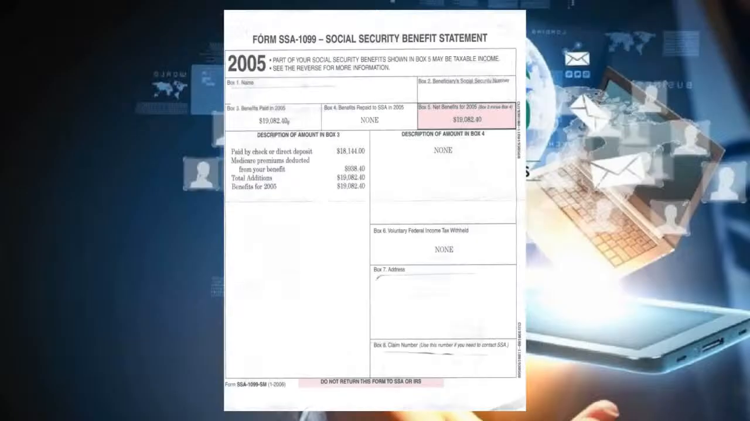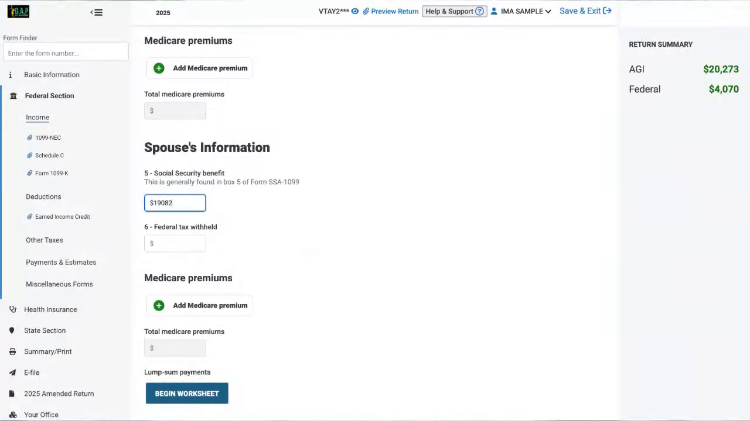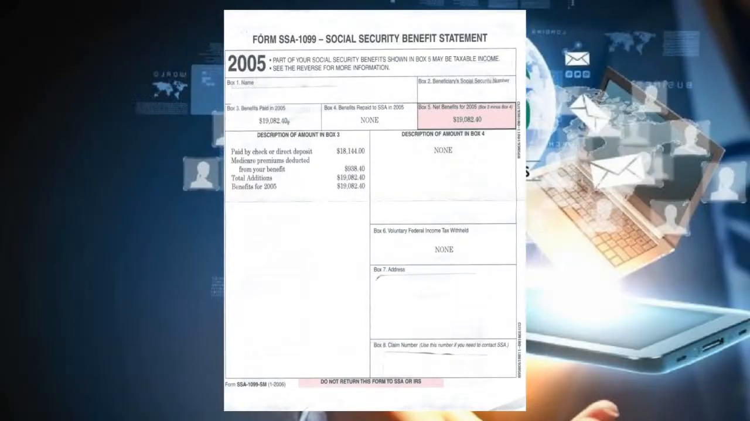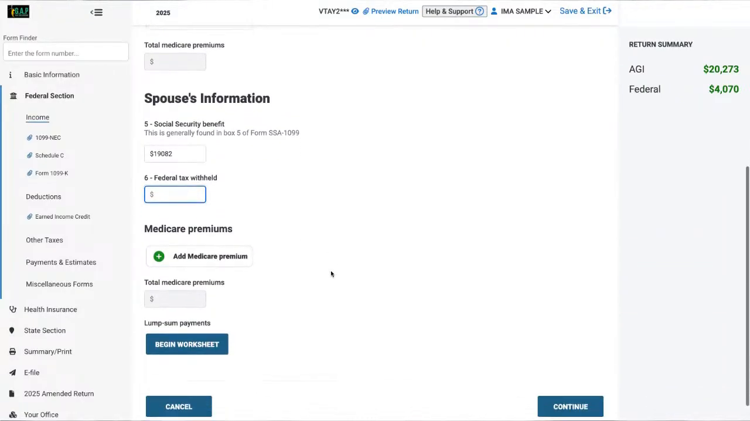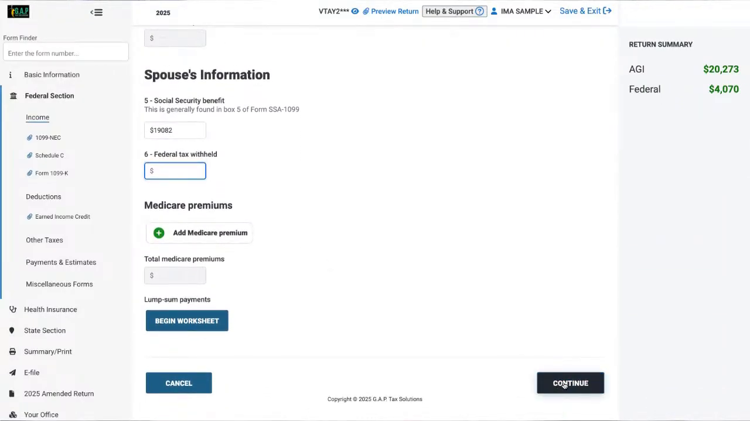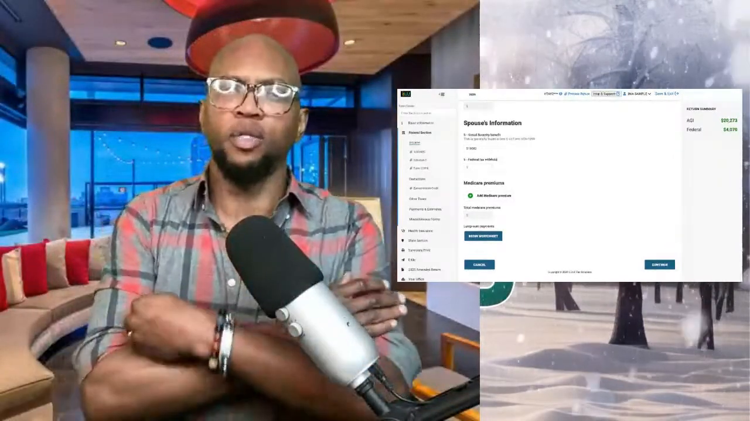So here's my income amount, for those having difficulty seeing it, $19,082. I'll put that number right here. There's also another one in box 6 for federal taxes withheld. Check it out. Is there anything listed in that box? Nope, it says none, so we're going to leave that blank. And that is it. So guess what? I am now going to add this. And I'm just curious, what kind of impact do you think this will have on the file?